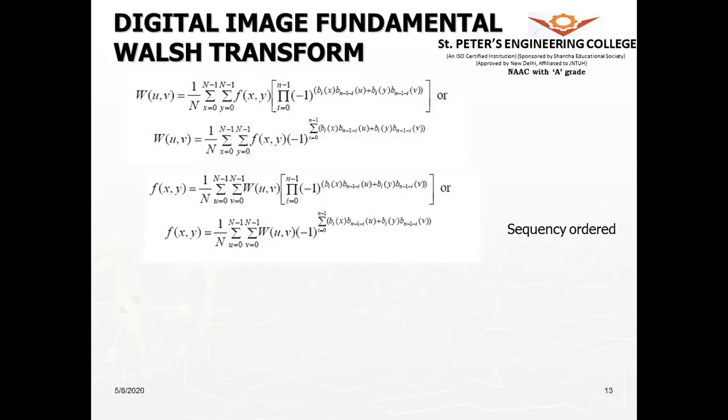So next we look into the Walsh transform. The Walsh transform is very much similar to the Hadamard transform. But the specialty of the Walsh transform is that the forward and the inverse functions look the same. And the sequency is ordered in the Walsh transform, whereas in the Hadamard transform, it is not ordered. That is the main difference between them. Otherwise, whatever we discussed about the Hadamard transform holds good for the Walsh transform as well.